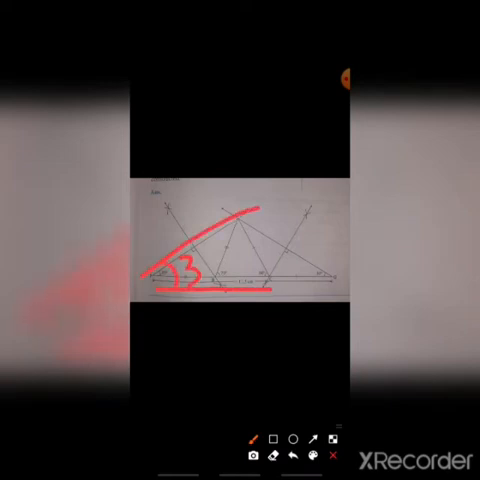Then draw an angle of 35 at point P. We have to draw 35 degrees from point P. Then draw another ray making an angle of 30 at point Q. From point Q we have to draw 30 degrees. We have to get 30 degrees with the help of the protractor.